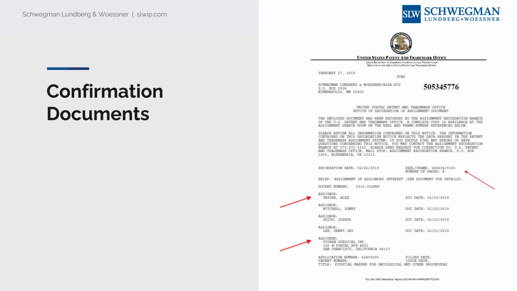Once you do get it filed, if you haven't seen it before, this is what you'll pull from the patent office. It gives a chain of title, and shows how the ownership has evolved by assignment over the years.